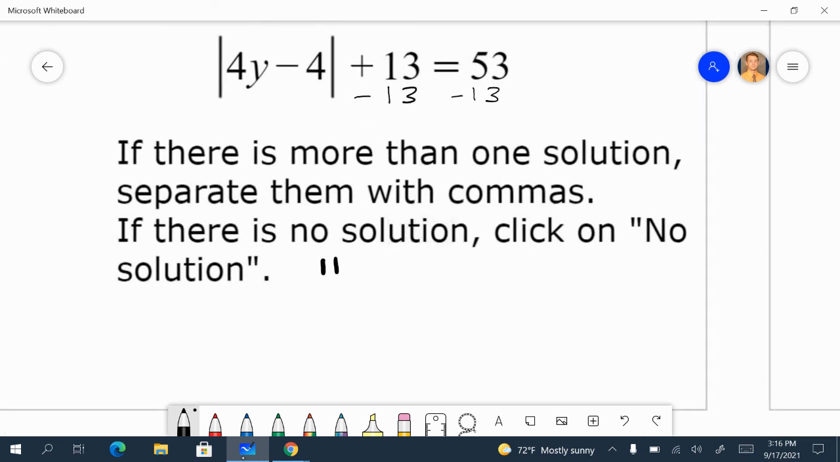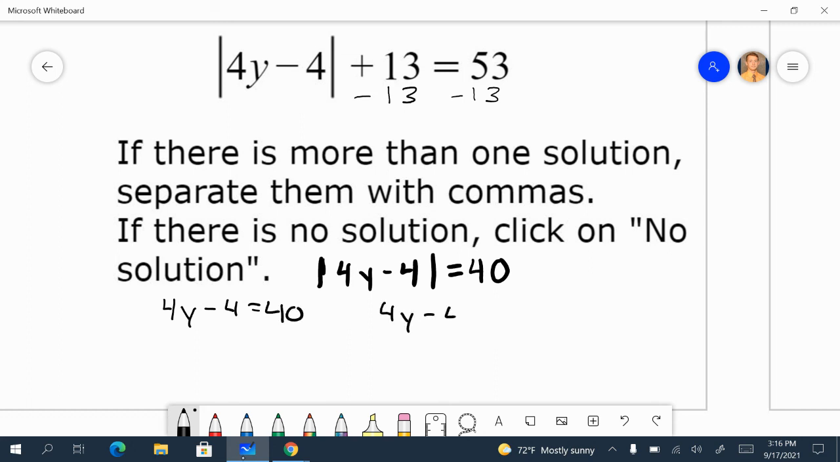The absolute value of 4y minus 4 is going to be equal to a 40 now, because I subtracted 13 from both. Oh, I'm sorry, 40. I don't know what I was thinking. Yeah, there we go. So now I would set up my two equations. So 4y minus 4 equals 40. And 4y minus 4 equals negative 40. Add 4 to each side. I can do two equations at once.